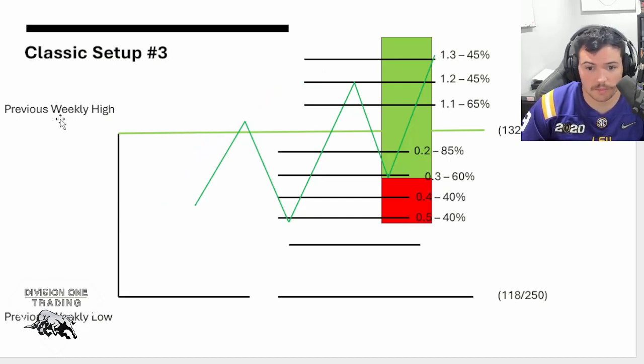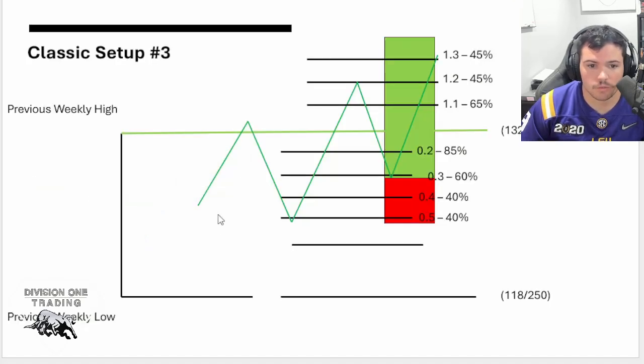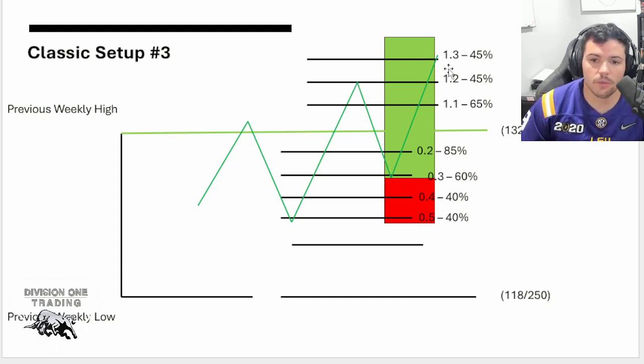So classic setup number three is a continuation of classic setup number one. We get a high, we get a heavy retracement, we extend, but we still have some good probability above that extension. So right here, still a 45% probability. We retrace, taking the trade around 60% probability. We want to see a break in structure there, and then target the new liquidity above the high only if the new liquidity is between 40 and 60%.